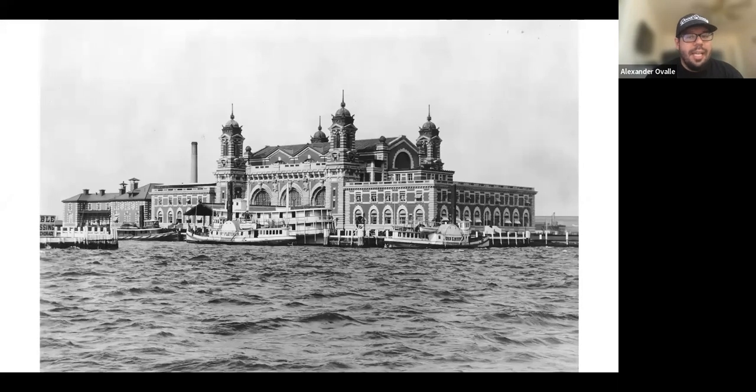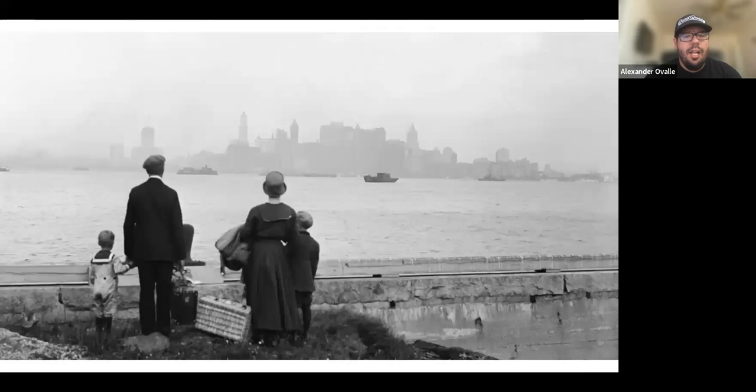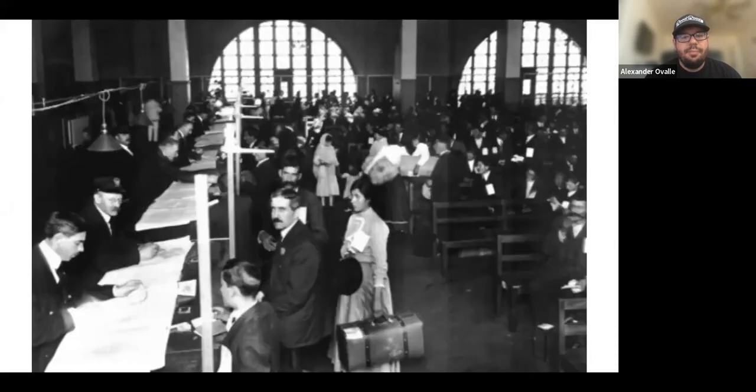So there was Ellis Island back in its day. Looks very X-Men headquarters-ish. Here are some immigrants that were probably not allowed back. They didn't pass inspection. Some more lines.